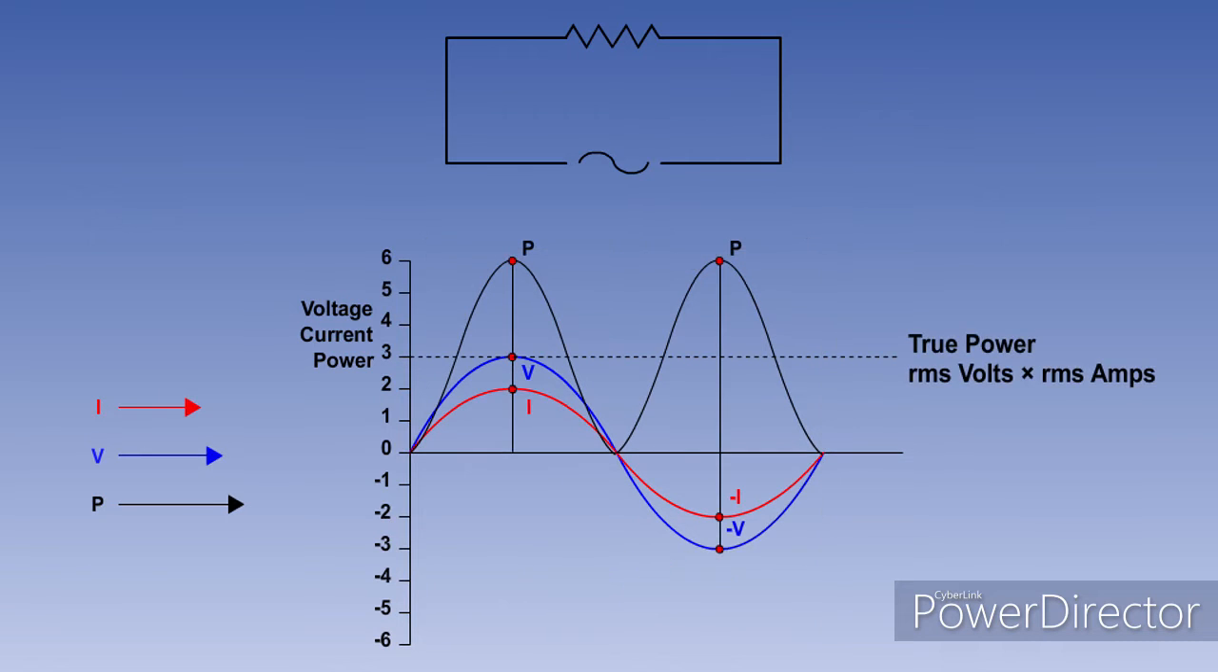The average value of this power is known as the true power, real power, or wattful power, and it is the product of the root mean squared current and voltage. It is measured in watts or kilowatts, and it represents the work being done to rotate the generator.